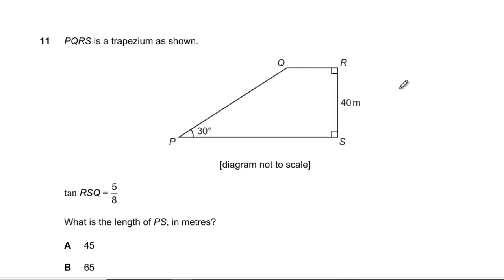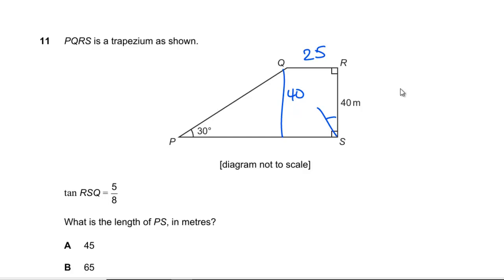PQRS is a trapezium as shown. Tan RSQ. Okay, that angle. Right. Okay, it's 5/8. What is the length of PS? Right, so if that is 5/8, opposite over adjacent is 5/8. So this must be 25. So we want what? PS. And we've got 30 here. So we know that that is 40.